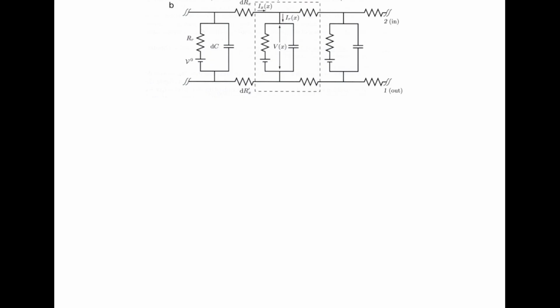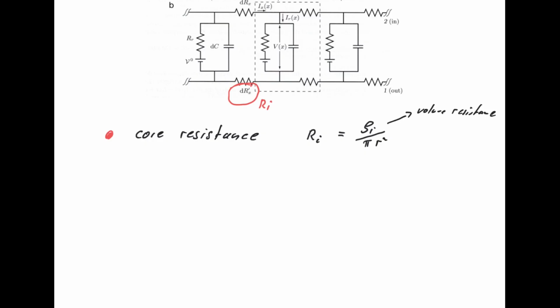Now again, a recap on the different parts. So there is an internal resistance, or the core resistance, which is called Ri, given by the volume resistance of the axon, which is in the order of 30 ohm centimeter, divided by the surface of the axon, which is pi r squared, where r is the radius of the axon. Typically, this is 1/4 of a millimeter.